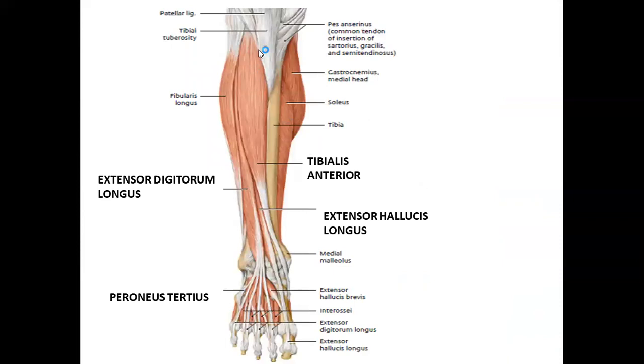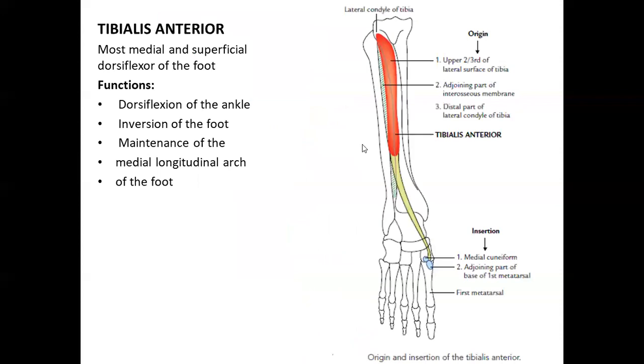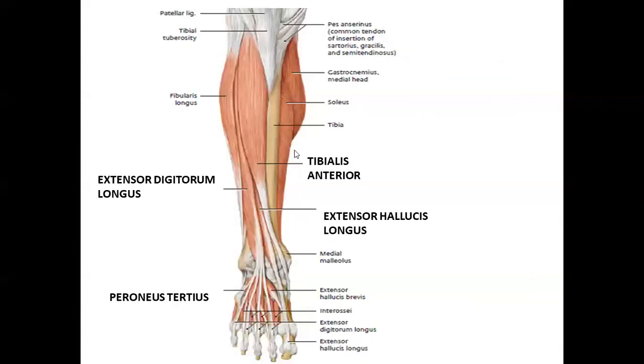So you can see this. This is the tibia. This one is the tibialis anterior muscle. This one is the extensor hallucis longus muscle. This is the extensor digitorum longus. And we have the peroneus tertius here, the smaller muscle. Now, talking about the tibialis anterior muscle, it is a multipinnate muscle and it is the most medial and superficial dorsiflexor of the foot. This is the most superficial muscle and it's a multipinnate muscle.